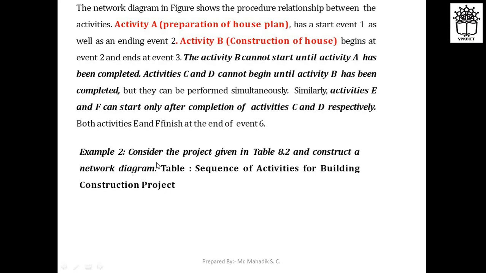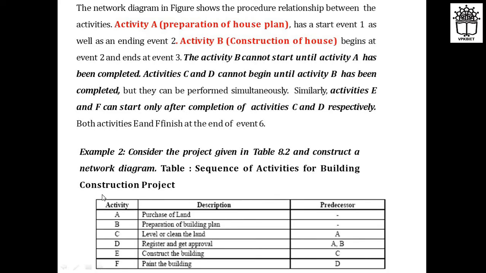Okay, let us take a second example. Consider the project given in table 8.2 and construct a network diagram. A sequence of activities for a building construction project is given. Activity A is purchase of land. Activity B is preparation of building plans. Activity C is level or clean the land. D is register and get approval. E is construct the building, and F is paint the building.